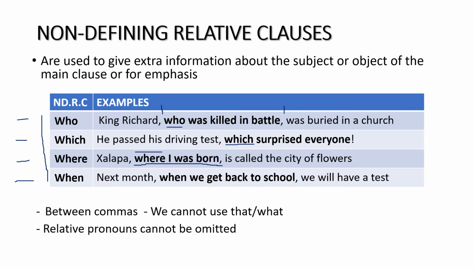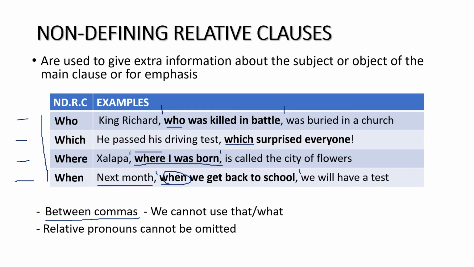Finally, we have when. "Next month, when we get back to school, we will have a test." Okay, so we have an expression of time, next month, and we make the reference with when, that is for time. The specifications or the difference between non-defining and defining are these ones. In non-defining relative clauses, we use commas, okay? We write it between commas. As you can see in the examples, we have the non-defining relative clause between commas.